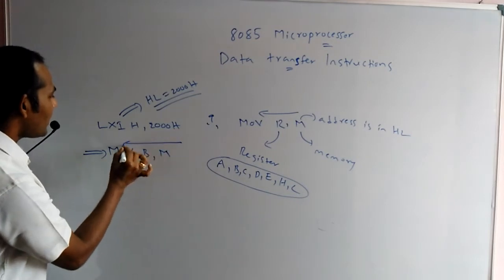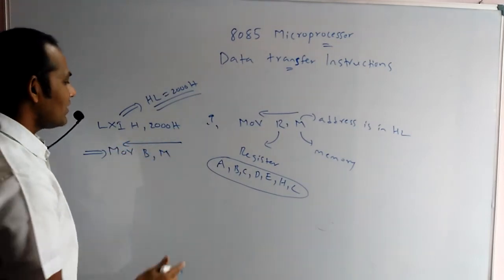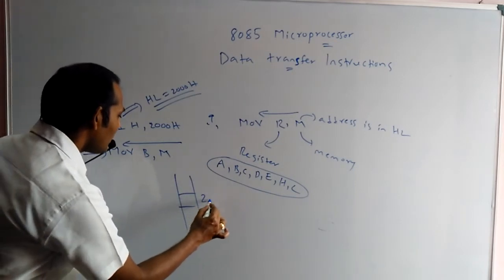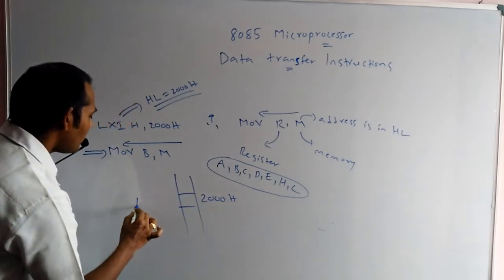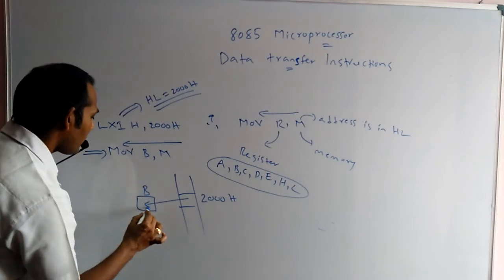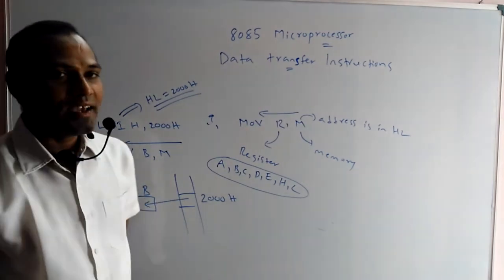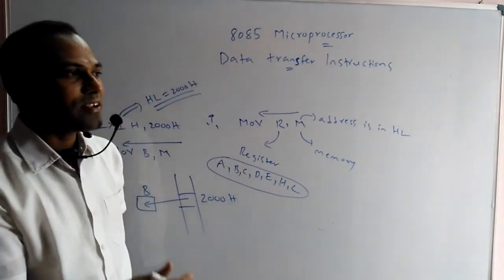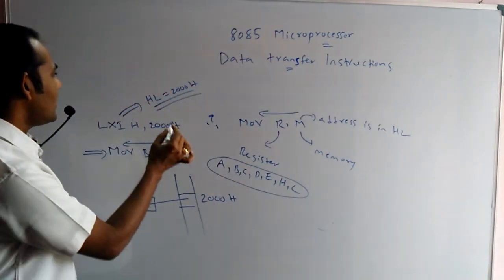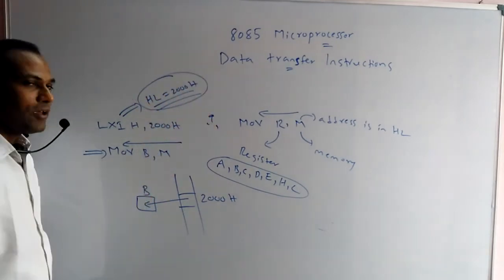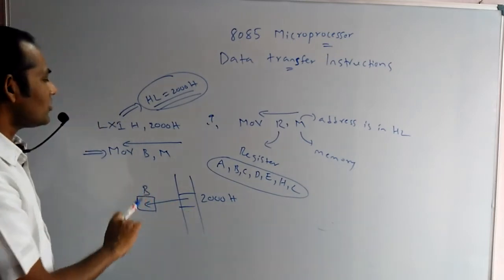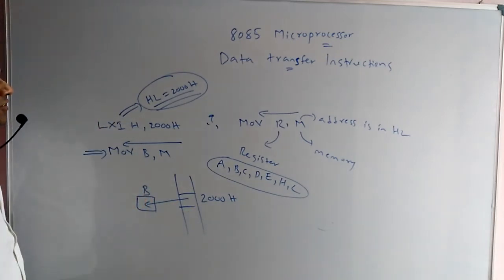Always the data flow will be in this direction. So whatever is in 2000 is copied into the B register. Whenever an instruction contains M, the address is available in HL. The address of M is in HL. Since HL contains 2000, now one byte from 2000 is taken and transferred to the register.